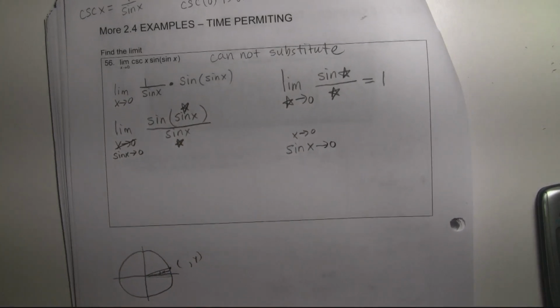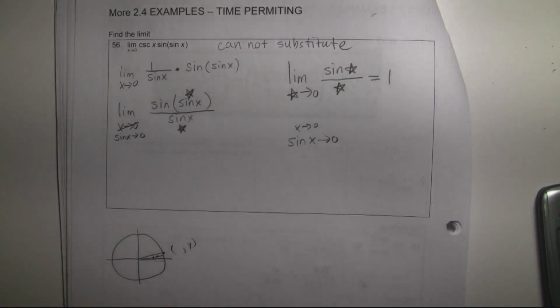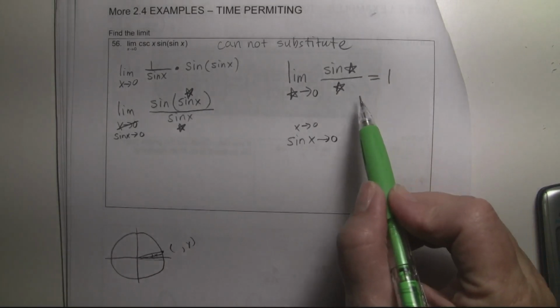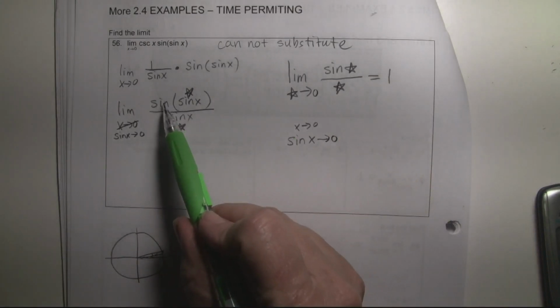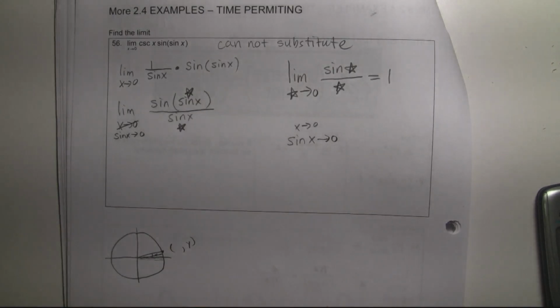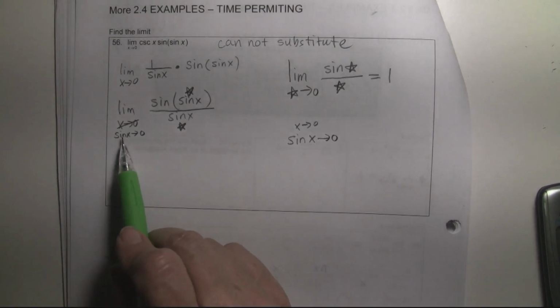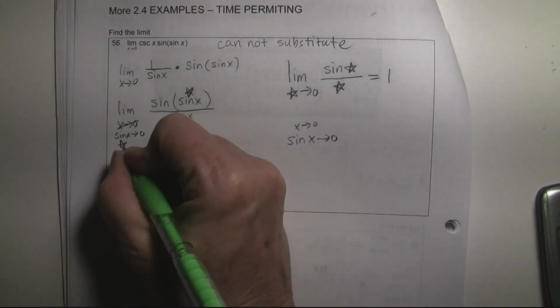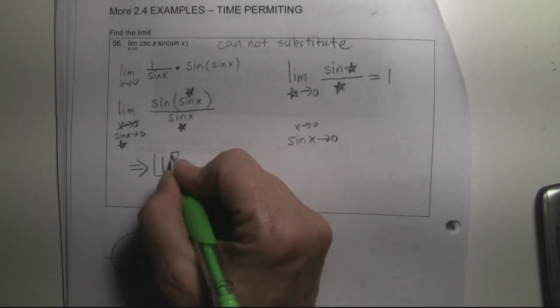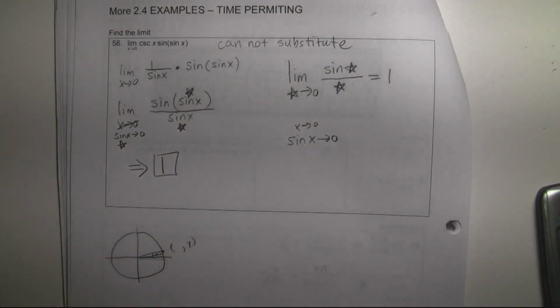And now I have exactly my property. My property said that if I have this, it's equal to 1. And now you see that I do have that. I have sine of the star. The star is sine, so I'm letting star be sine of x, right? And then this is the star right here going to 0. So this is equal to 1. I know that one wasn't very exciting. But anyway, so that's kind of the story on that.